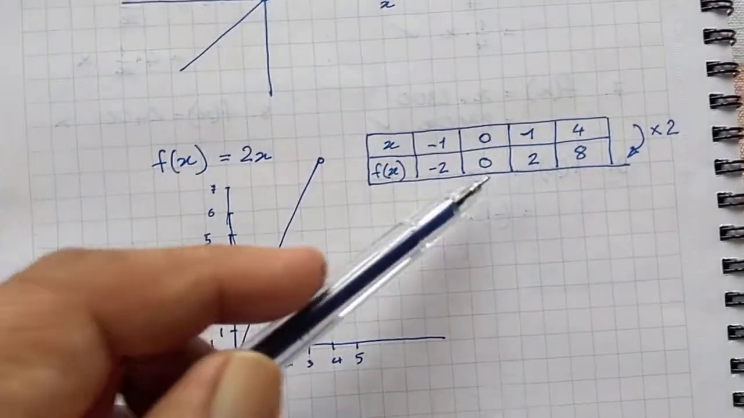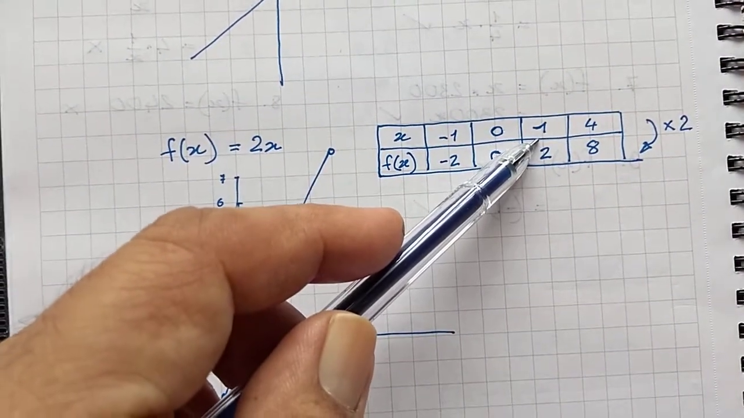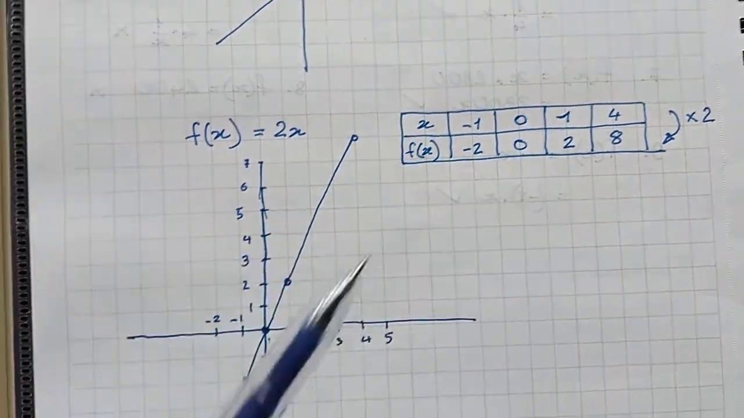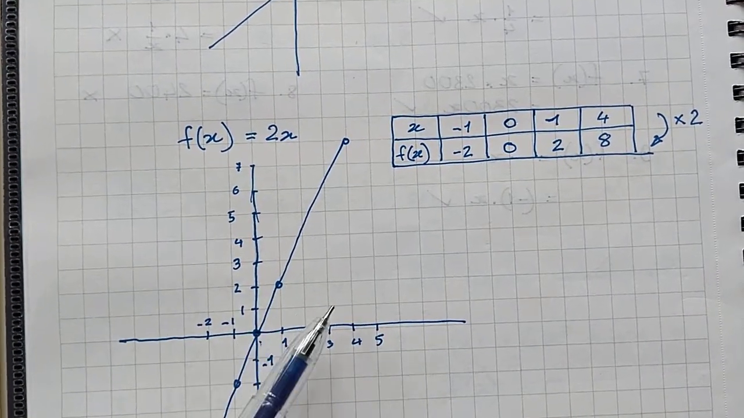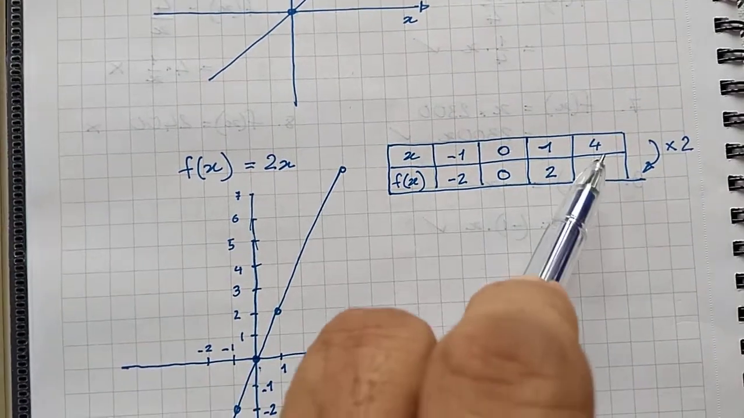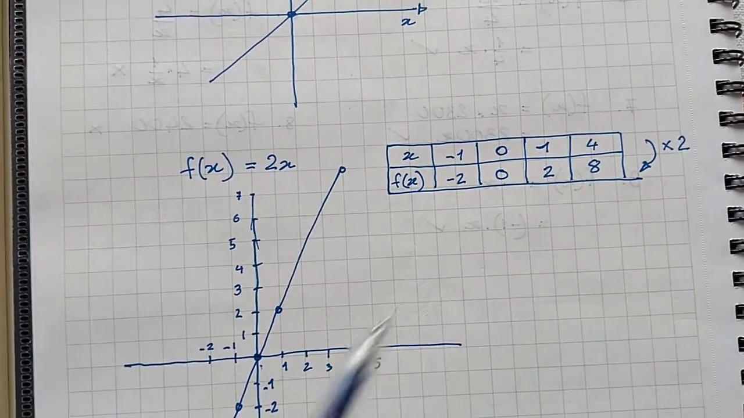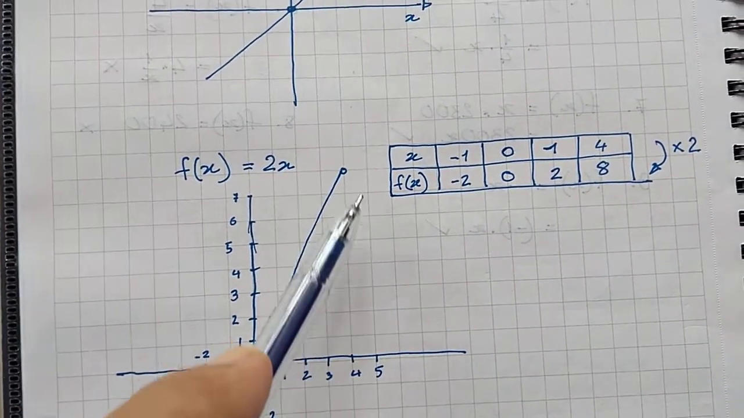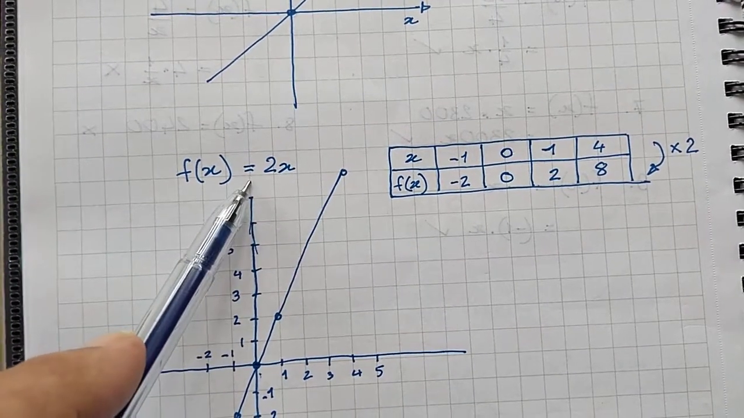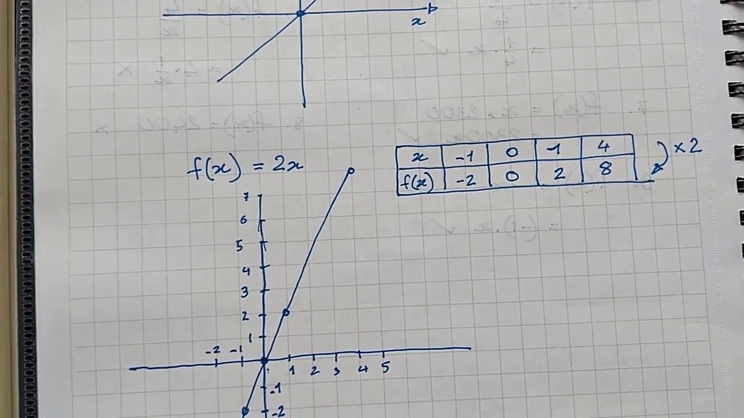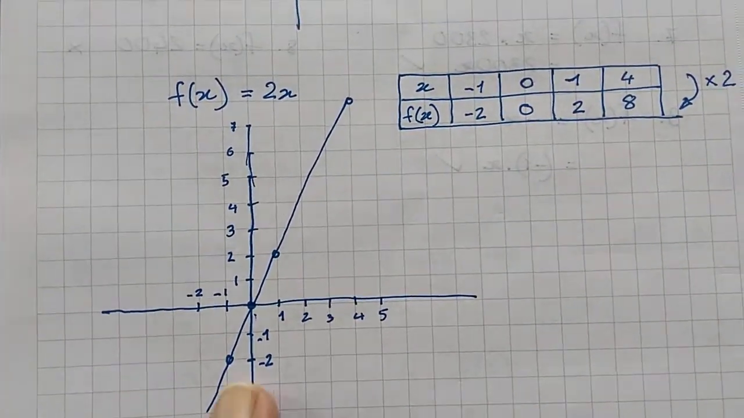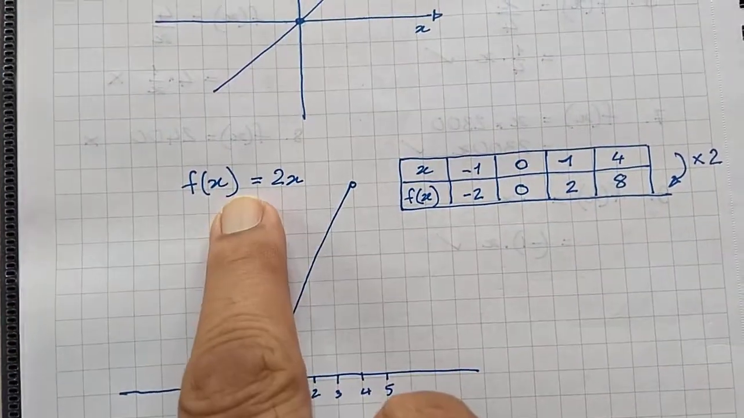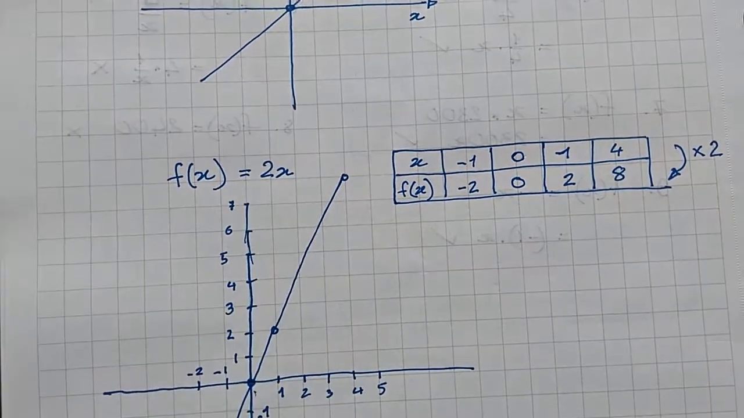Okay. Third point is if we take 1, we get a double of 1 is 2. So we take 1, we get 2. And the fourth point is, I chose a rather wrong value, 4 gives us 8, we take 4 and this gives us 8. This would be 8 here. Okay. Now if you join all these points, you will get a straight line. So this is the graph that represents this function f of x is equal to 2x.